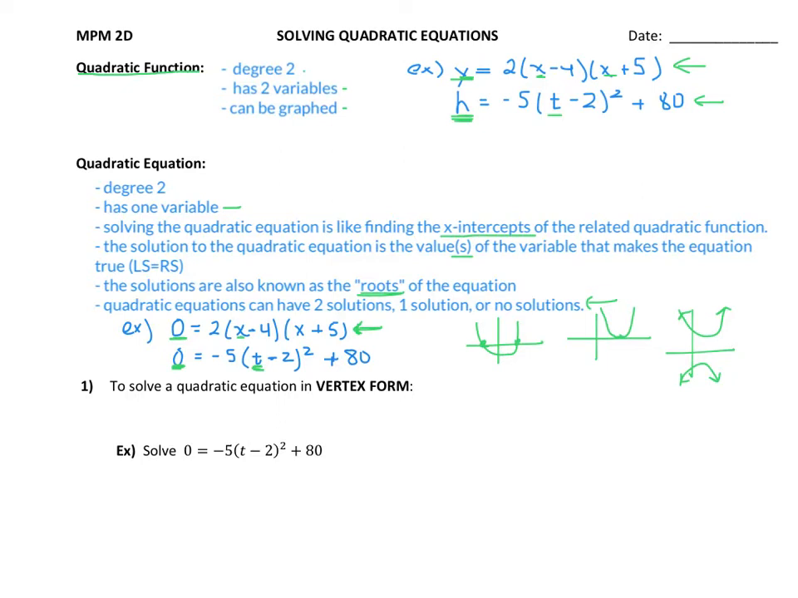All right, we have 3 main forms of our quadratics, and the first one we looked at was this vertex form.